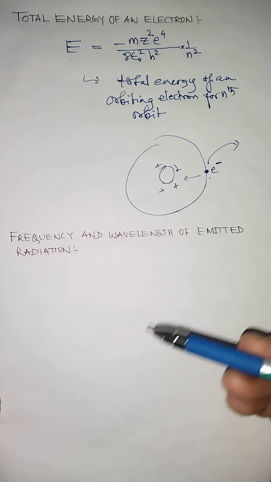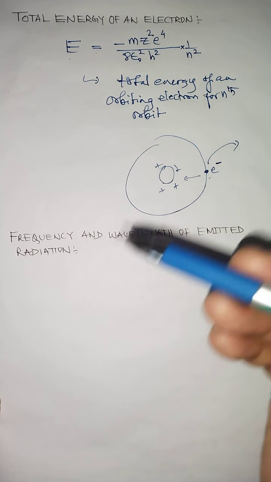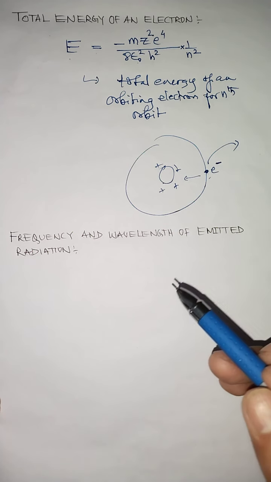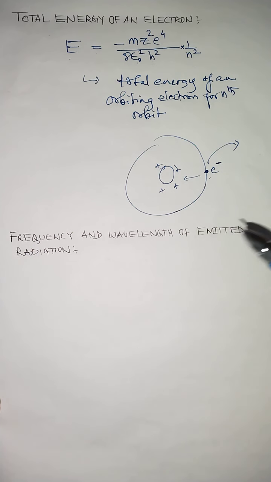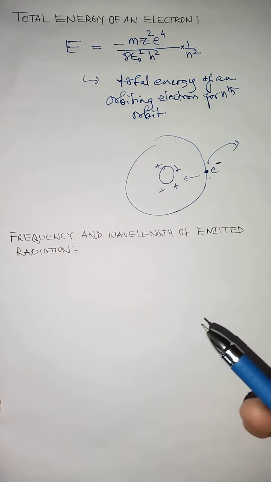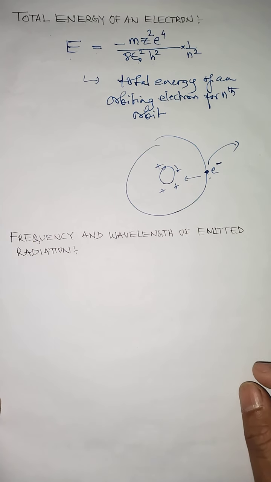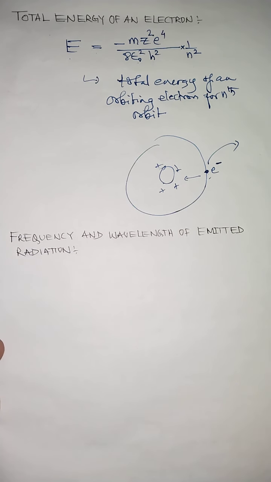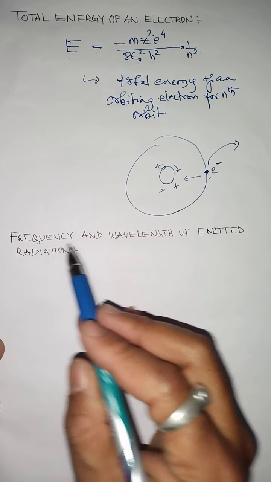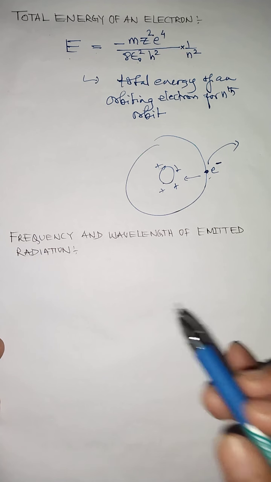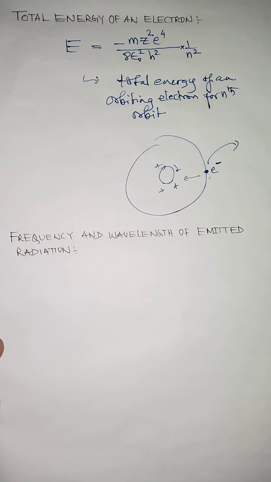Lower orbit. And when electrons jump from any of the higher orbits to any of the lower orbits, then due to that there is an emission of radiation. And this emission of radiation takes place in the form of electromagnetic radiation. That means for the calculation of frequency and wavelength of emitted radiation, the atom must be in the excited state.